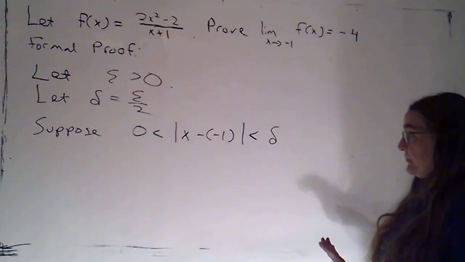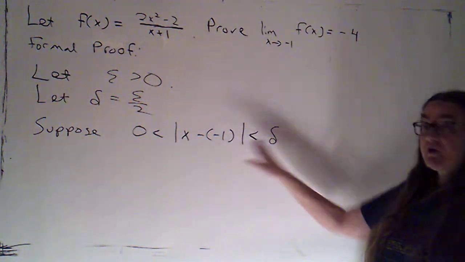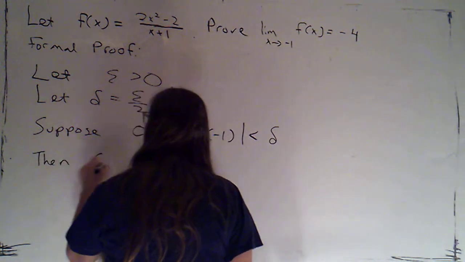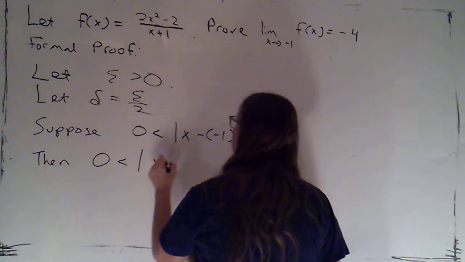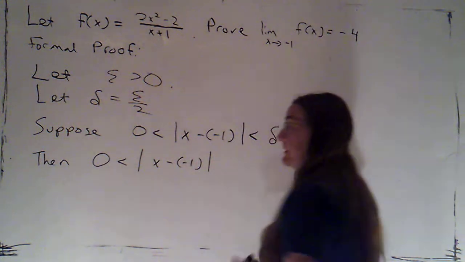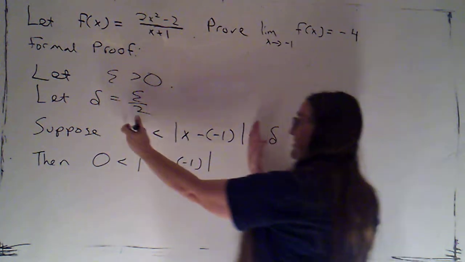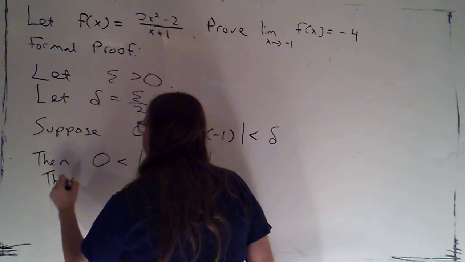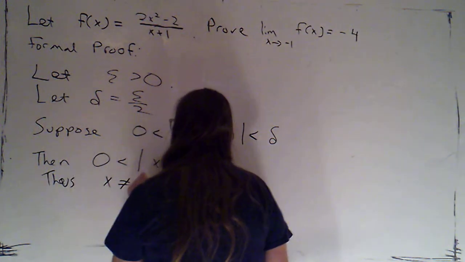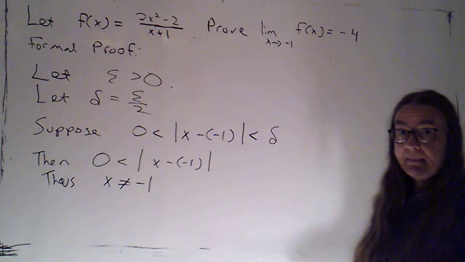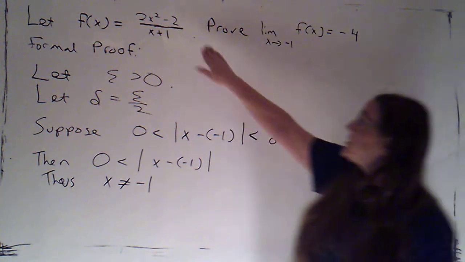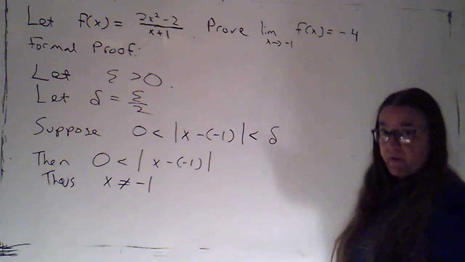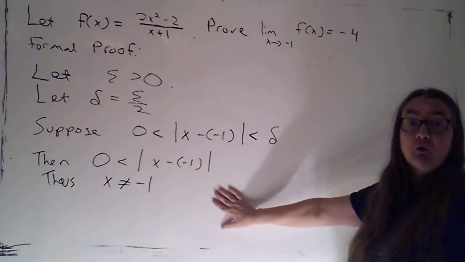Now here, I'm going to need to use both parts of that inequality. So I'm going to say that I know that 0 is less than the absolute value of x minus a negative 1. If the whole thing is true, then just this part is true. That tells me that x isn't negative 1. Now what I want to use that for is to replace this with a linear function. I want to include the algebra that justifies that as part of my formal proof.